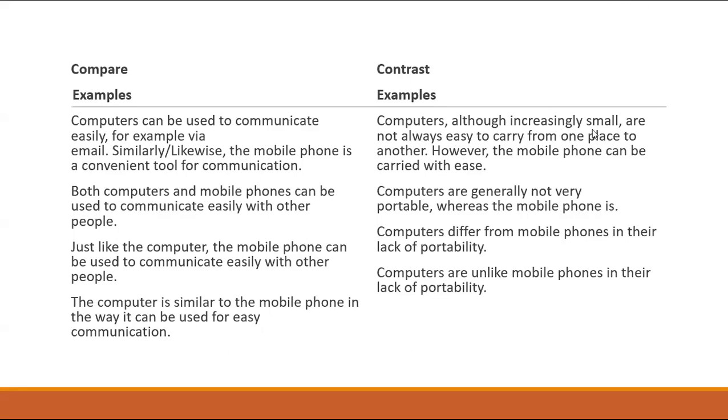Computers, although increasingly small, are not always easy to carry from one place to another. However, the mobile phone can be carried with ease. Computers are generally not very portable, whereas the mobile phone is. Computers differ from mobile phones in their lack of portability. Computers are unlike mobile phones in their lack of portability. Okay. Which contrast indicators are here? However, whereas, unlike, although, differ, yes.